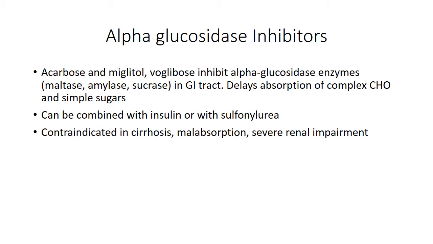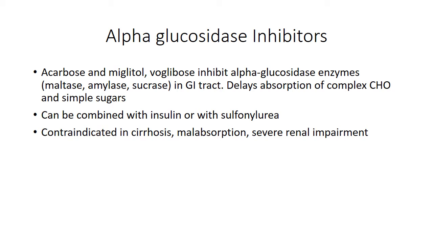The next class is alpha glucosidase inhibitors. The drug names are acarbose, miglitol, voglibose. They inhibit the alpha glucosidase enzyme. These enzymes are present in our gastrointestinal tract. So they delay the absorption of complex carbohydrates and simple sugars, because these enzymes are needed for the breakdown of complex carbohydrates into simple sugars, and these simple sugars are then absorbed into the blood.